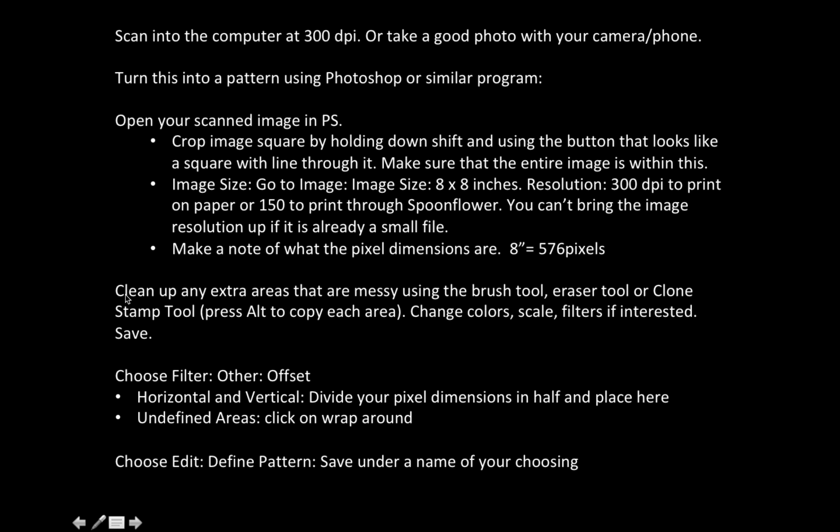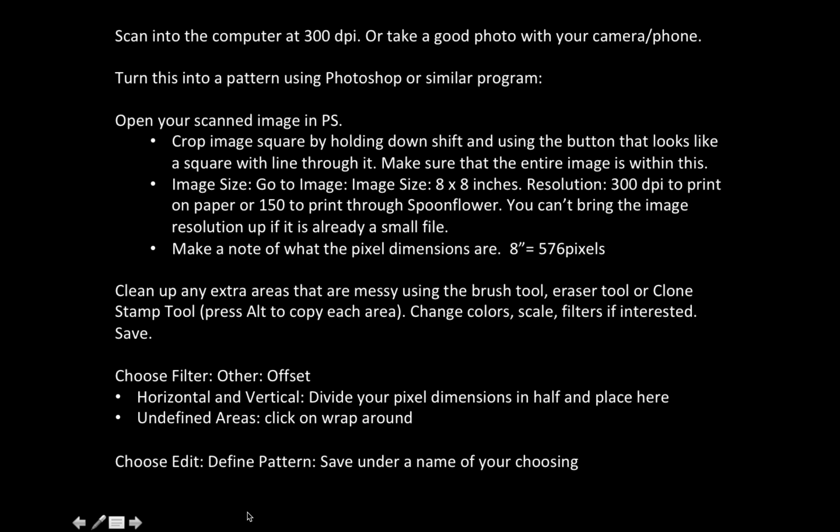Okay, so clean up any areas that are messy using the brush tool. This is the point where I really changed my image using Photoshop. I cleaned everything up and I was able to change the colors and just make everything look pretty nice at this point. Then go to Choose Filter, Other, Offset, and follow these horizontal and vertical. Divide your pixel dimensions in half and place here. So I divided 576 into half and then put those pixel numbers here, click wrap around and see what happens. You'll see that Photoshop creates a new edge for you and you want to start to clean up that edge.